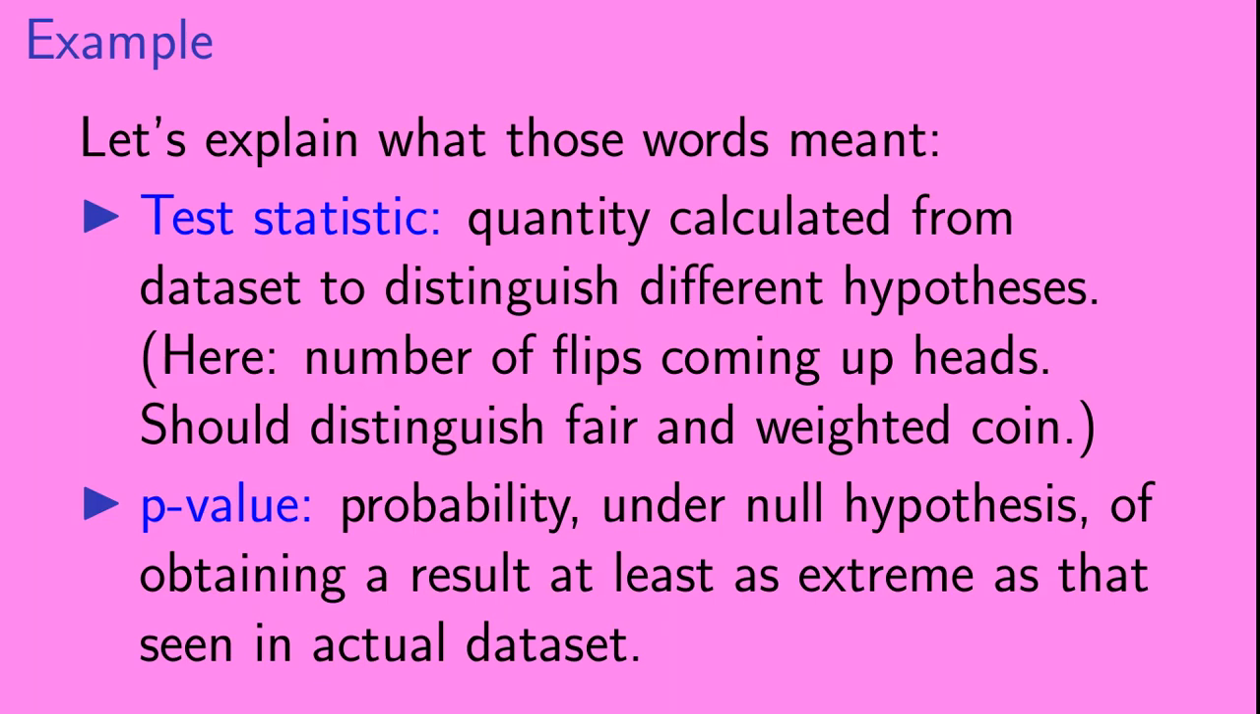A test statistic is a quantity calculated from the dataset to distinguish different hypotheses. Here, the number of flips coming up heads is our test statistic. This should distinguish between a fair and a weighted coin. A p-value is the probability, under the null hypothesis, of obtaining a result at least as extreme as that seen in the actual dataset. Here, the null hypothesis is the fair coin hypothesis.